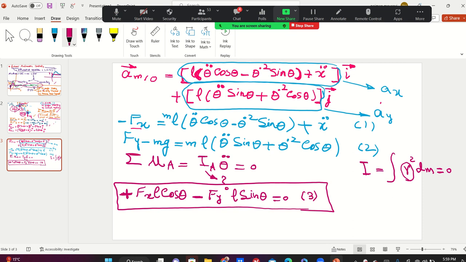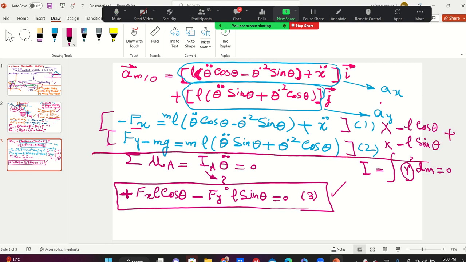Guys? Good. Now, this shows that if I multiply both sides of equation 1 by minus L cosine theta, because minus and minus is plus, and I multiply both sides of equation number 2 by minus L sine theta, and add both equations, Fx and Fy go away. Let me do that, okay?